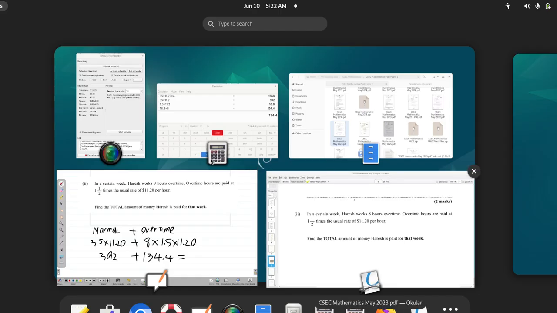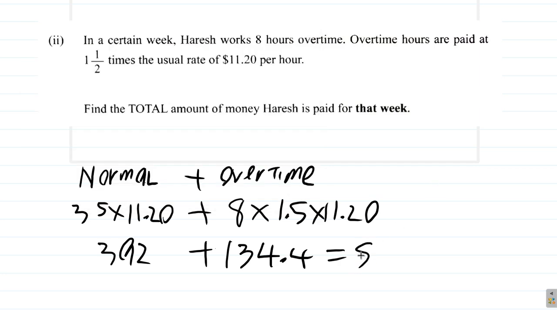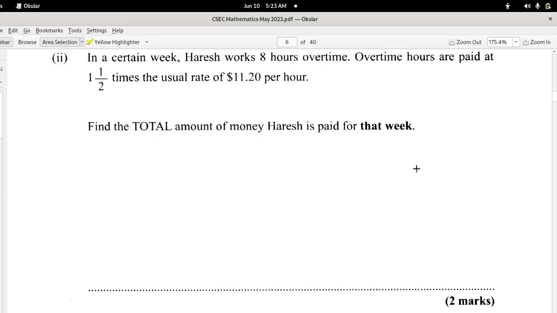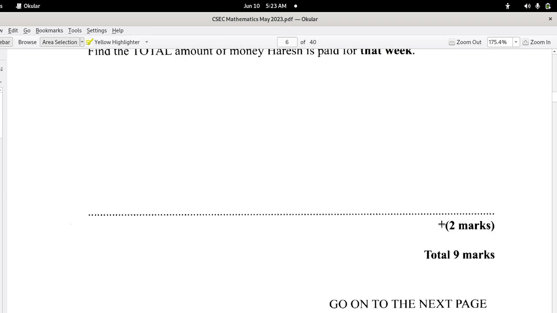So the total amount of money that he's paid is that plus $392 equals $526.40. So 526.40 is the amount of money. Okay. Let us see what else is going on. Aha. So that is it for question 1. We'll do question 2 next time.